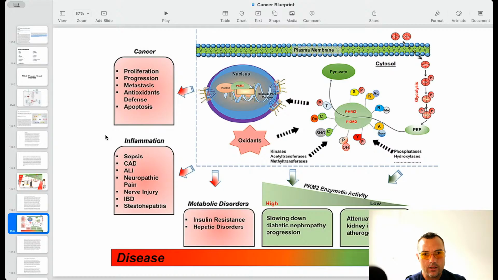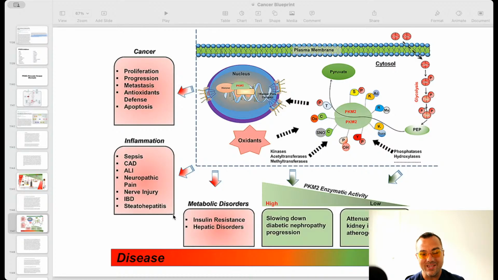So you can see here in this graphic that PKM2, when the enzymatic activity is low, attenuation of acute kidney, this is looking at multiple diseases, okay? But when you have low activity, that kind of promotes health, okay? So you're not using a lot of glycolysis. You may be on a more balanced diet or even a ketogenic diet, and that promotes health, right? As it goes down, it slows down diabetic nephropathy or kidney disease. And then as it goes up, we start having metabolic disorders, inflammation, and cancer.